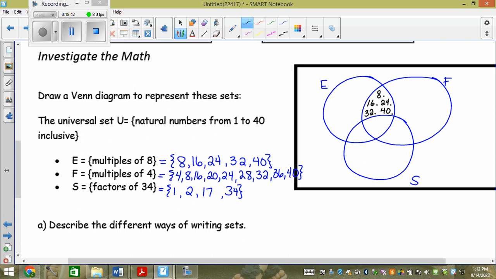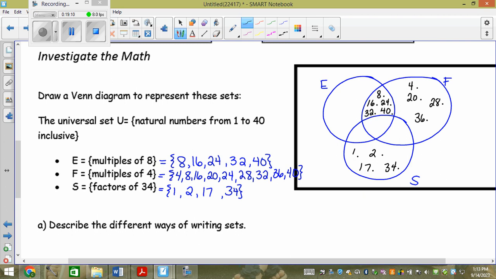So actually all of E is in there, right? Then we go to F, 4 isn't in here, 8 is, 16 is, 20 isn't, 24 is, 28 isn't, 32, 36 isn't. And then all of S is standalone, so it's by itself up here. 1, 2, 17, 34. Are we done?